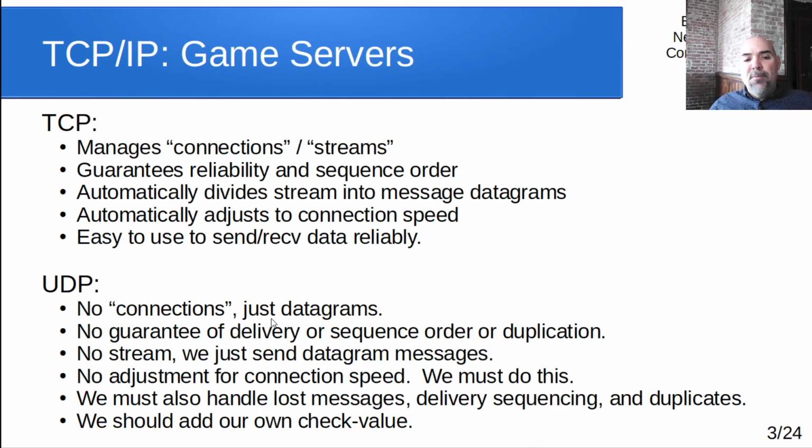Also, there's no stream. We just send individual messages as datagrams. There's no adjustment for connection speed, so we have to do that ourselves if we want something that has some sort of flow control built in. Also, if messages get lost, it doesn't tell us. It just silently fails. There's no delivery sequencing, and duplicates can be received. You can send one packet, and on the other end, you could receive 2 duplicates of the same thing. We should probably also add our own checksum or check value validation for any data that goes through there.